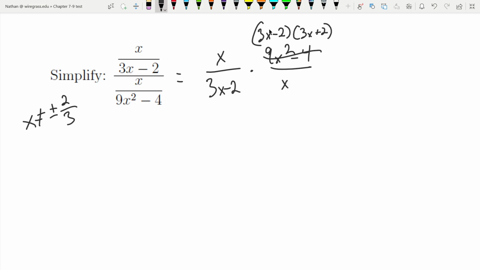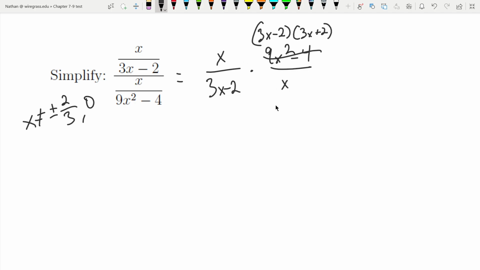Plug 2/3 into here, positive 2/3, you're going to get 2 minus 2 is 0. Plug in negative 2/3 here, you're going to get negative 2 plus 2 is 0. So those must be excluded. And you can also see that when I flip this, x is now in the denominator, which means x cannot equal 0 itself. That will give us a 0 in the denominator.